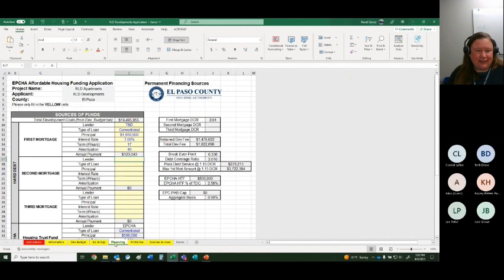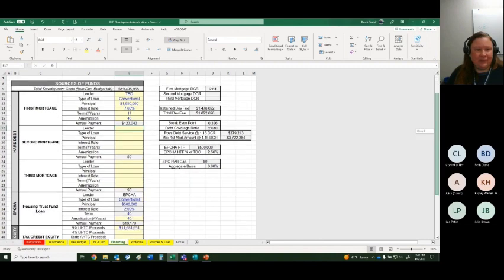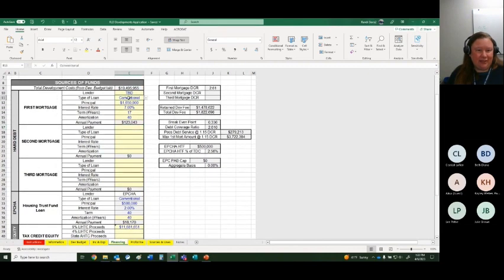Under financing, here's how you're financing your project. So again, we want to see as much information as possible. So here we're getting a conventional loan. We don't know the lender just yet, so TBD is just fine.